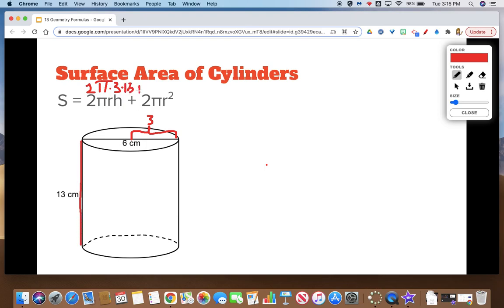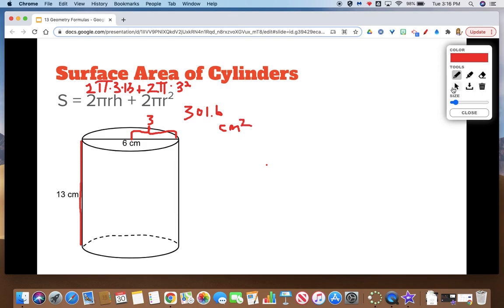And I add that to 2 times pi times the radius squared, which was 3 squared. I now plug that into my calculator. 2 times pi times 3 times 13 plus 2 times pi times 3 squared. I get a long decimal, 301.6 centimeters squared.